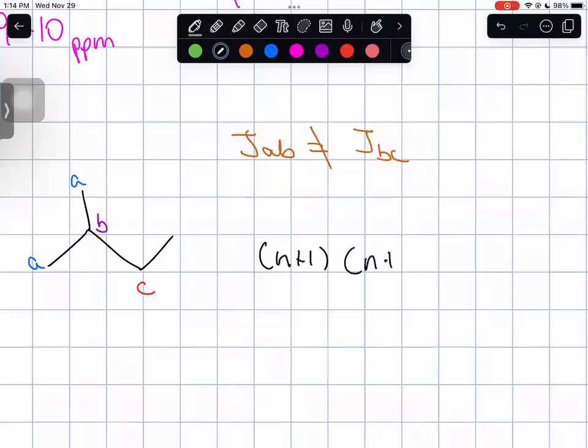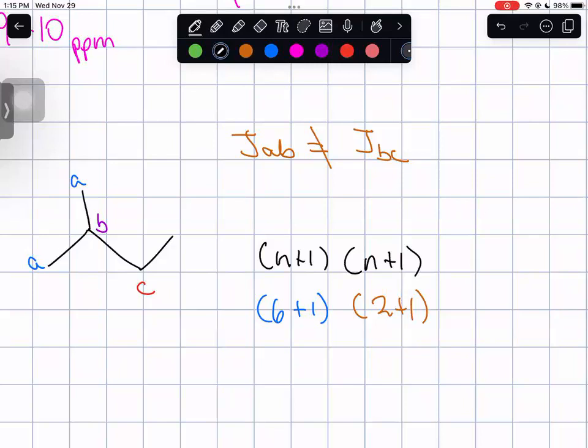N plus 1 times n plus 1. We're using the plus 1. That's the formula for complex multiplicity. Normal multiplicity was n plus 1, but complex, it's n plus 1 times n plus 1. Now what? What am I going to plug in? What's going to be the n value for the A signal? What about C? It's just 2.